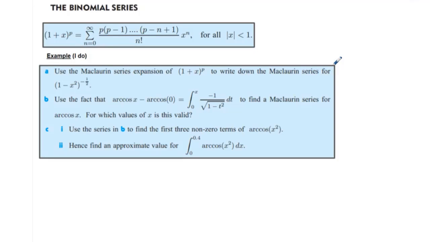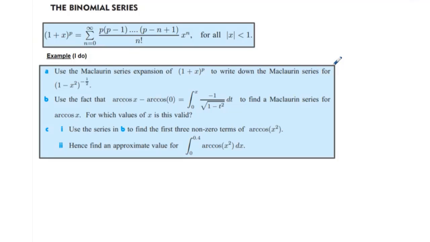Okay, now the binomial series is a useful result. You won't find it in your formula book, but if you've done enough practice, you may remember it. In the previous example, we actually derived this particular series result, which is (1 plus x) to the power p equals the sum from n equals 0 to infinity of p times (p minus 1) times (p minus 2) times (p minus 3) times dot dot dot all the way up to (p minus n plus 1), x to the n over n factorial, for the absolute value of x less than 1.